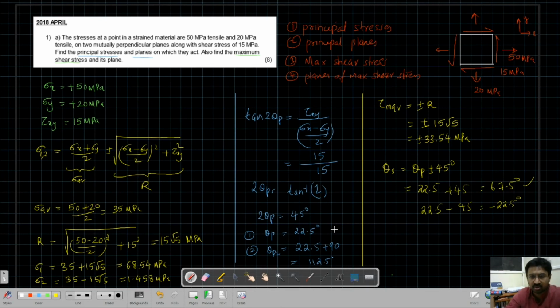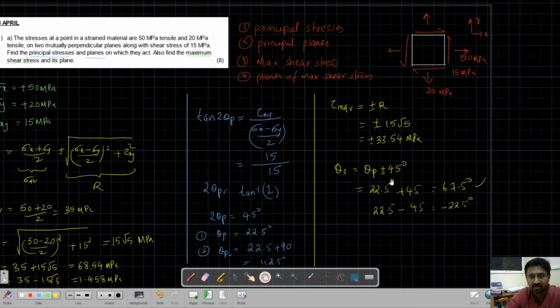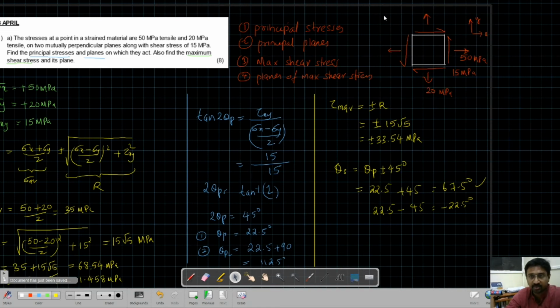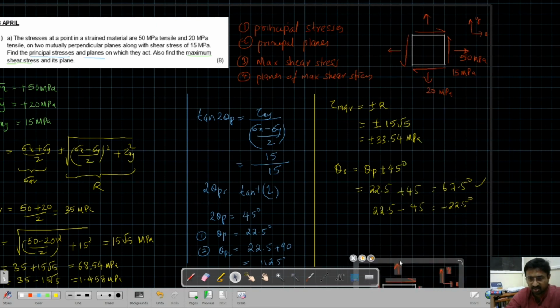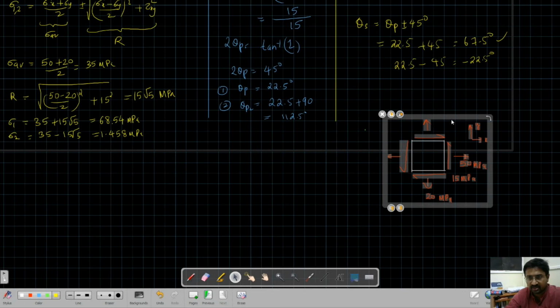Now we will draw the block. It is better if we can finally draw the stress block corresponding to both maximum shear stress and maximum principal stresses. So let's try to do that. This is not required. If you do that, it is good, but it is not actually required. Okay. So let's try to do that.